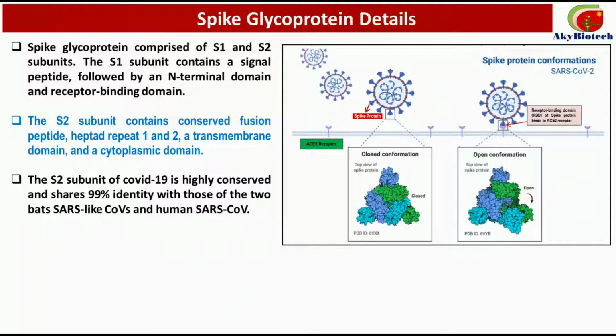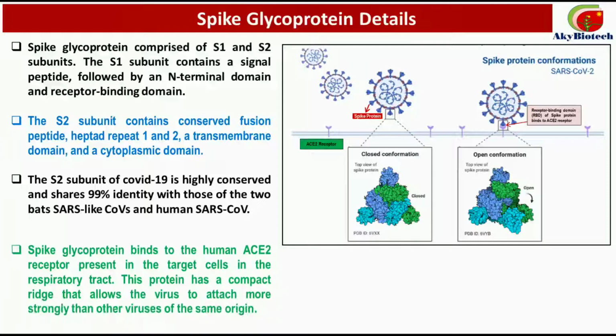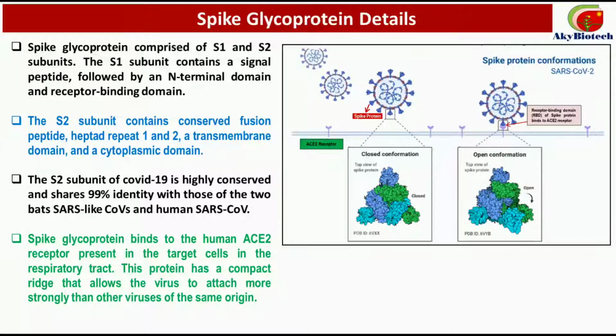Next, subunit 2 of COVID-19 is highly conserved and shares 99% identity with those of the two bat SARS-like coronaviruses and human SARS coronavirus. So, it is S2 of COVID-19 that shares the similarity with the bat SARS coronavirus and the human SARS coronavirus.